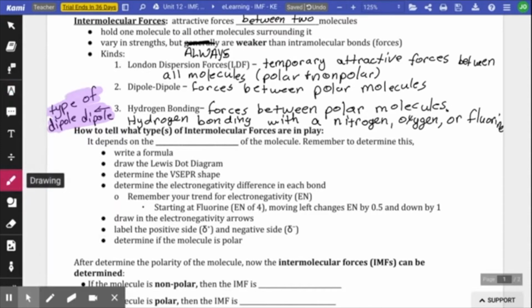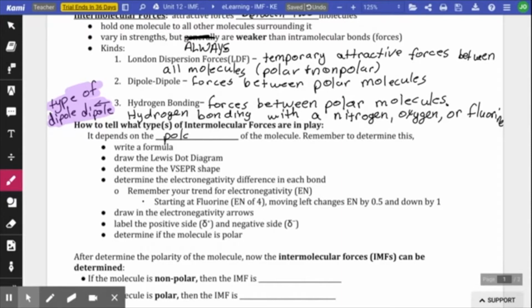All right. For this, you do need to know what type of intermolecular force, what type of IMF, is going to be happening. So ultimately what it comes down to is polarity. If you remember back when we were doing Lewis structures, one of the things that we did was determine the polarity of the molecule. And that's what we're going to have to do with this. Just a quick rundown of how to do this. The first thing is you're going to need to write the formula for it. So if it says it's carbon dioxide, you would write CO2. Next, you draw the Lewis structure.